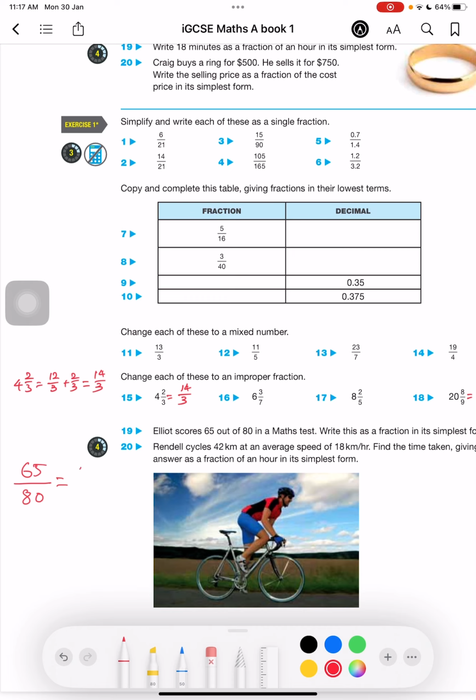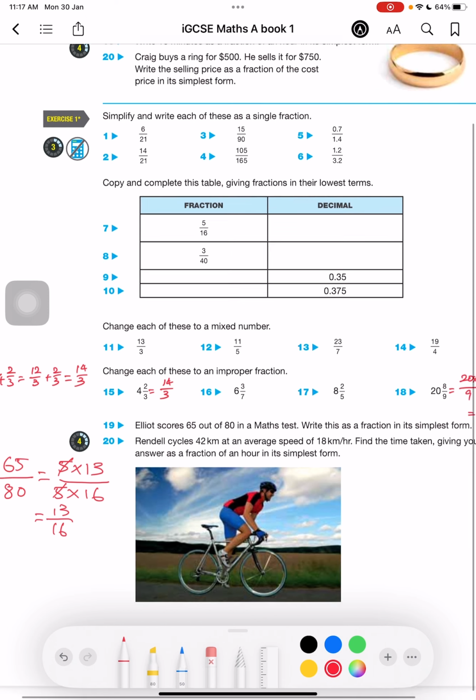So in this case, let's go with 5 times 13 over 5 times 16. If you take out the 5, then you have 13 over 16 as the fraction. Alright, 13 over 16 as the fraction.